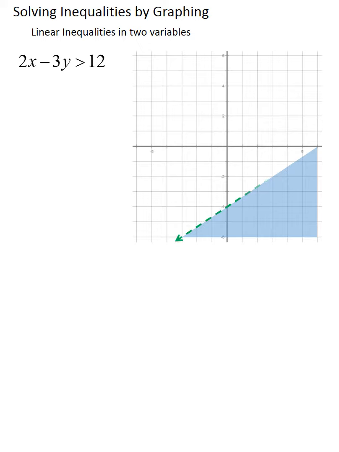So for clarity, mathematicians have decided to put a dotted line. And what that dotted line represents is that none of the points on that line are a solution to the inequality. They're all false. But the shading underneath it represents the fact that any point in that shaded region, as we saw earlier, would make the inequality true. And that is the final answer to this problem.